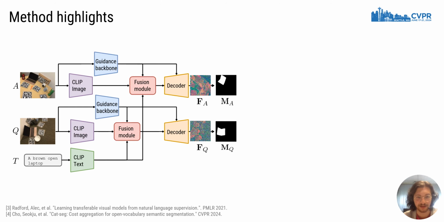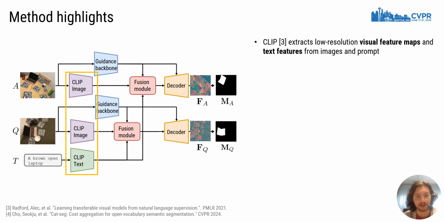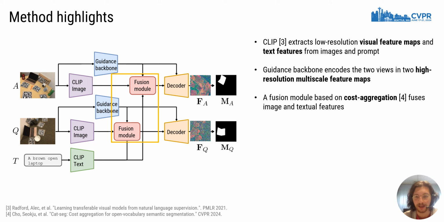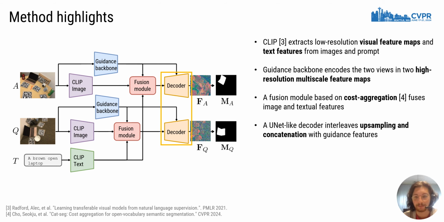Our method is based on CLIP, which is a vision language model, and this is used to extract vision and textual features from the input data. Additionally, we adopt a guidance backbone to extract high-resolution features from the images, and a fusion module based on cost aggregation to fuse the image and textual features in a single multimodal representation. This representation, however, is low resolution, and we upsample it by using a decoder.